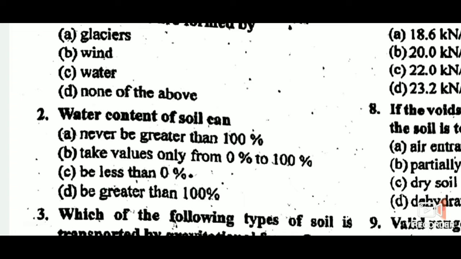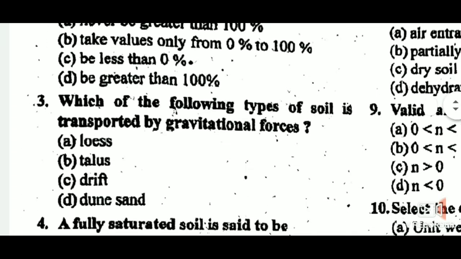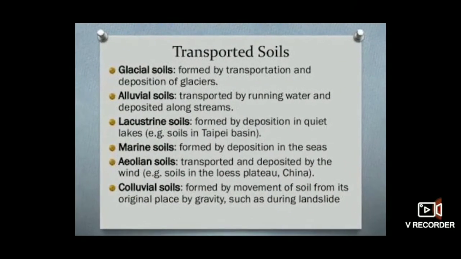Option D is correct. Next question: which of the following types of soil is transported by gravitational forces? Here we have some varieties of soil. Glacial soil is formed by transportation and deposition of glaciers, and alluvial soil is transported by running water and deposited along streams, and lacustrine soils are formed by deposition in quiet lakes, and marine soils are formed by deposition in sea or ocean.